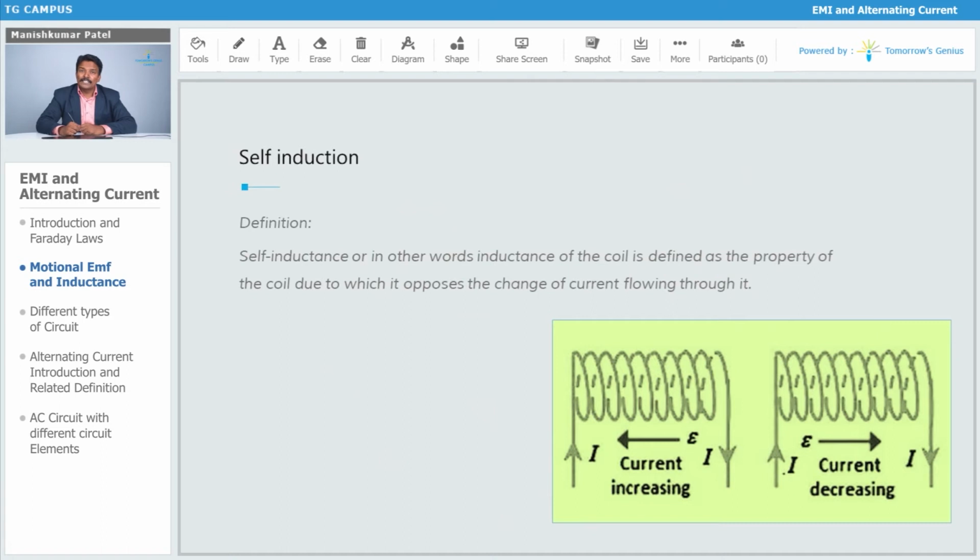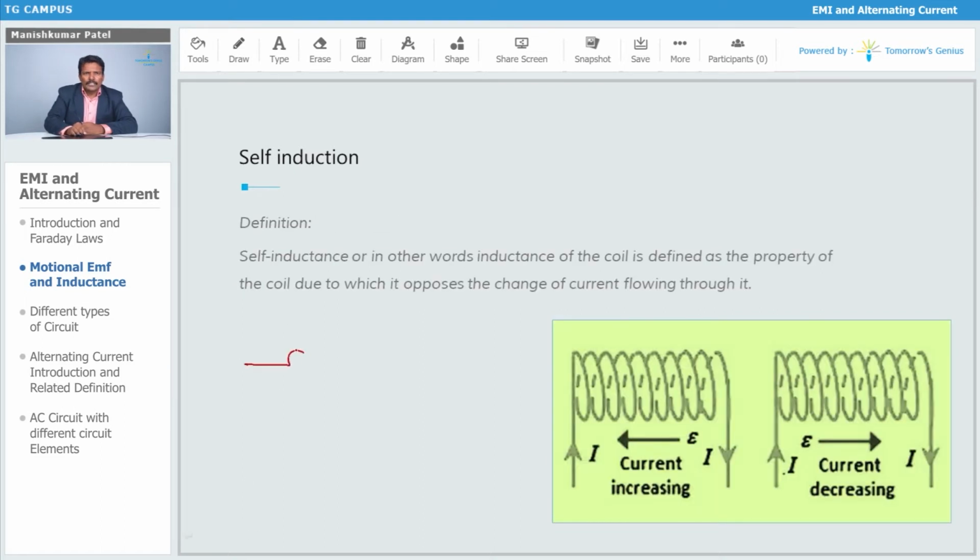Let's see the next concept, which is very interesting. What is self induction? This is also called the inductance of a coil. It is the property of the coil due to which it opposes the change of current flowing through it. Now, how exactly it works, we are going to see for this particular case.